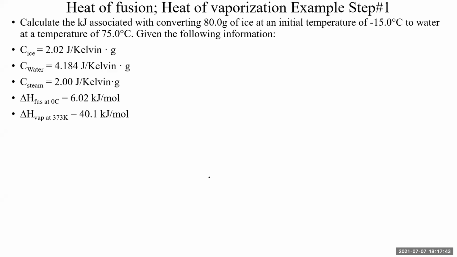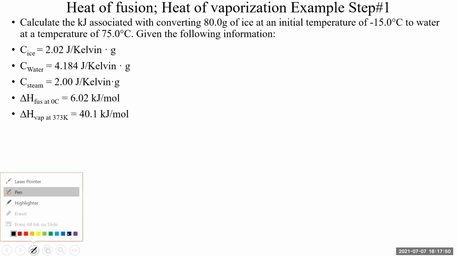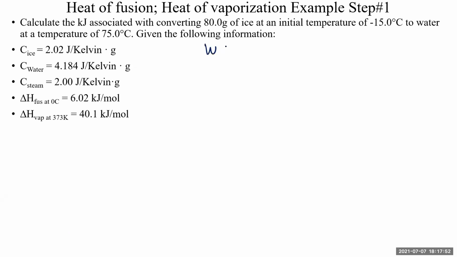So step number 1, warming up the ice. Let's warm up our ice. How much energy does it take to warm up the ice? Q equals M times C, specific heat of ice, times the delta T of the ice, the change in temperature of the ice. So we have the mass of the ice, that's 80 grams, which comes right from the problem.